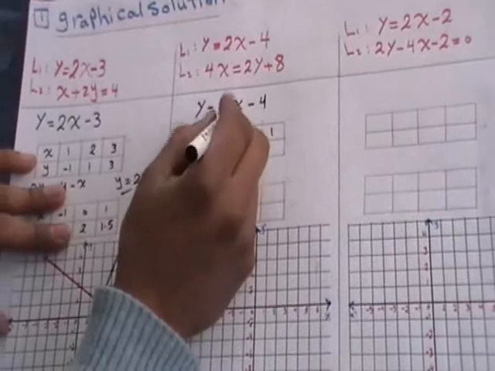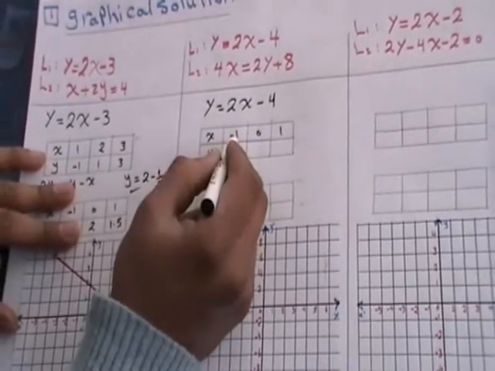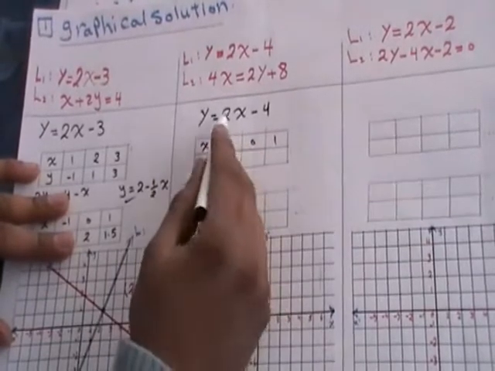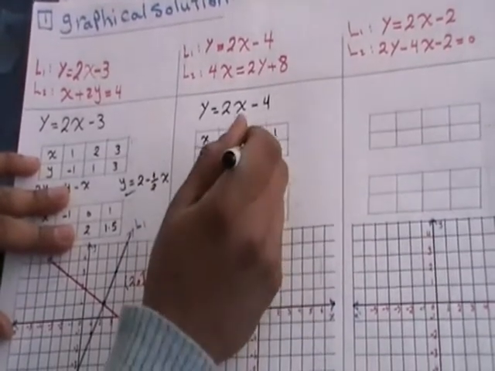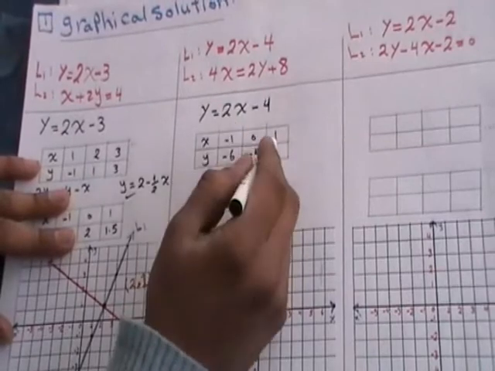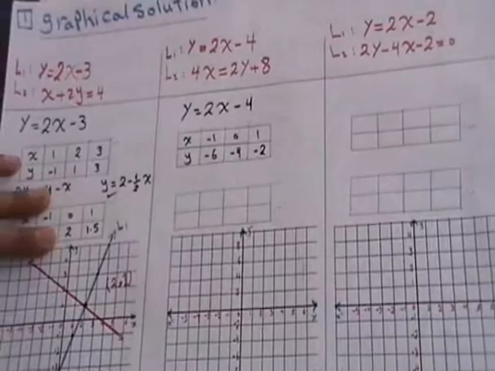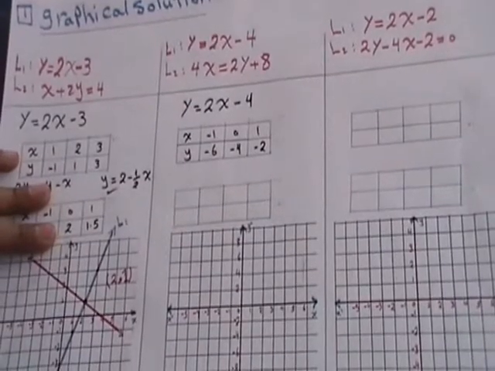If you have x equals -1, 2 times -1 equals -2, and -4 will be -6. 2 times 0 equals 0, and -4 will be -4. 2 times 1 equals 2 minus 4 equals -2. So these are the three ordered pairs satisfying the first relation.